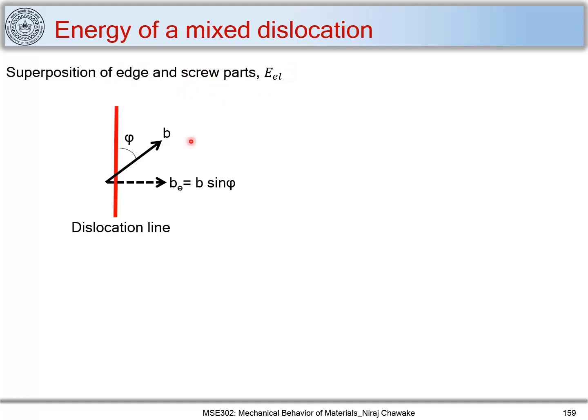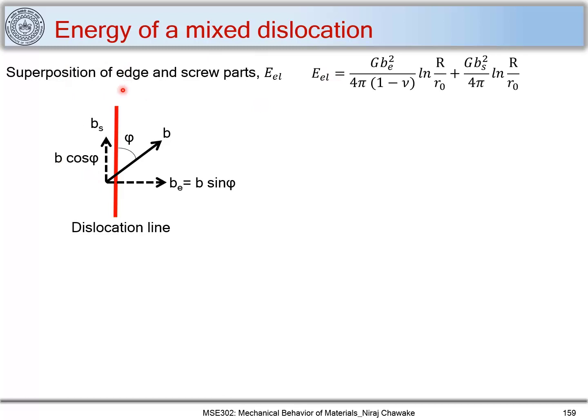So let's find out the components of this b in terms of an edge part and a screw part. For the edge part, you can see that this can be b_e, which I am writing here as b sin phi, and b_s, which is nothing but the screw part of this mixed dislocation, I can write as b cos phi.